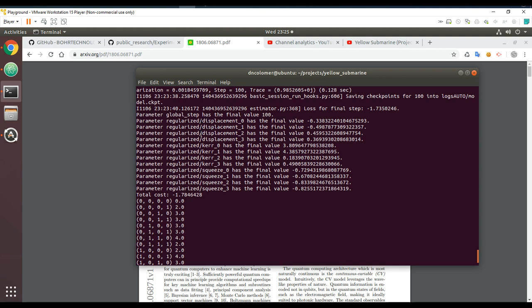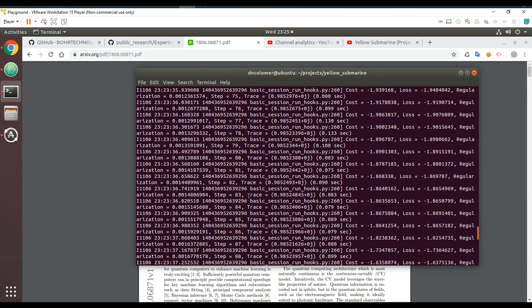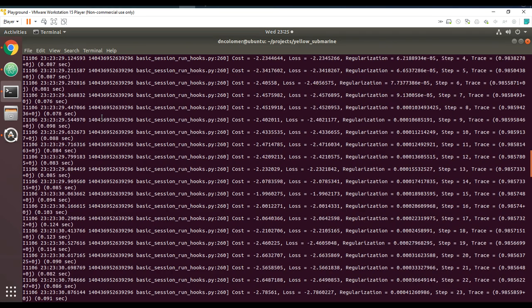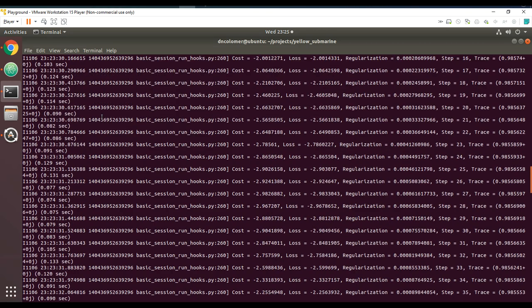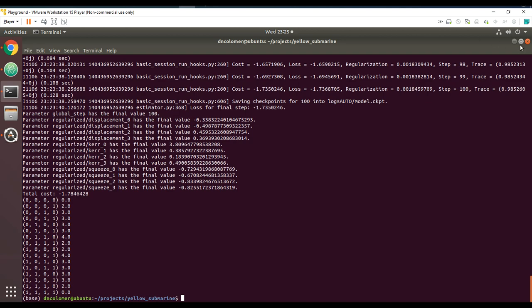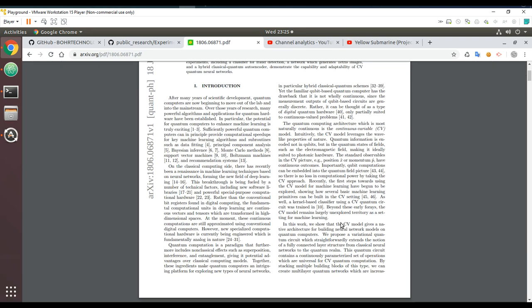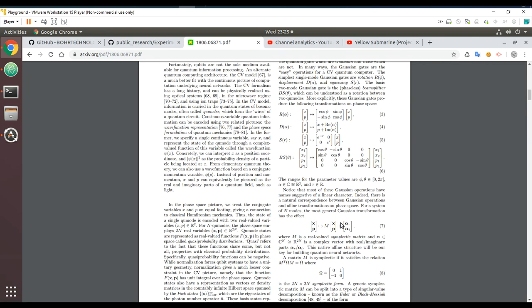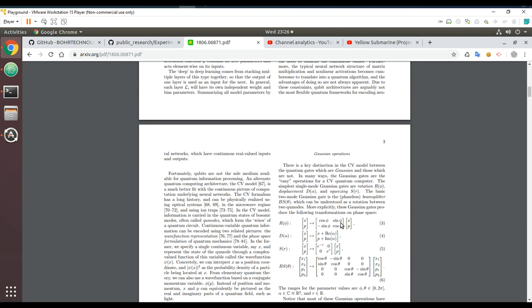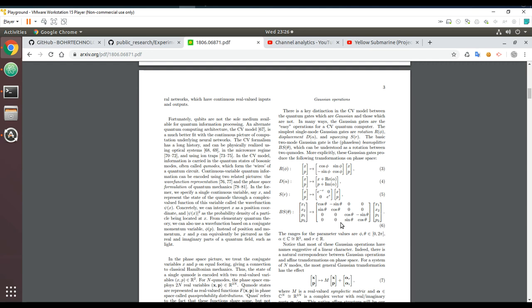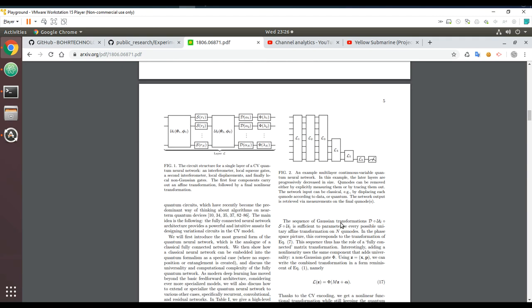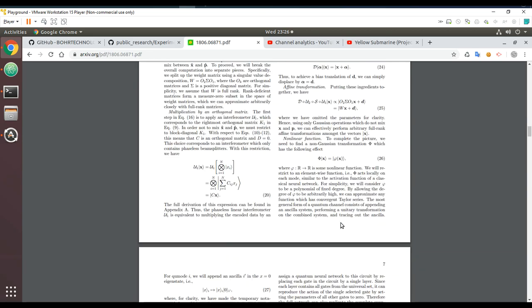Here you've got basically the displacement gates, Kerr gates, squeeze gates, total cost, loss function at the end. Here you have all the different steps. Cost, loss, regularization step, trace. Okay, so it's running, so it's good. Yeah, so I'll do one. What is this? Displacement. This is all based on these two papers.